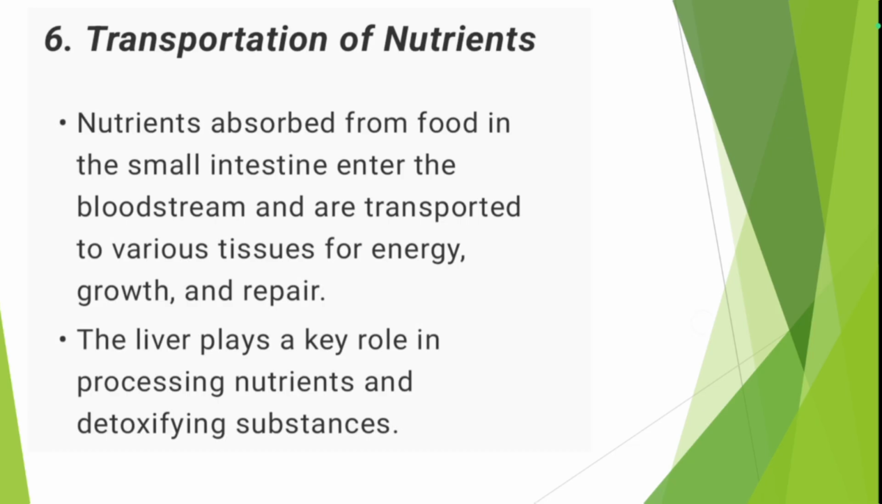Okay, now the transportation of nutrients. Nutrients absorbed from the food in the small intestine enter the bloodstream and are transported to various tissues for energy, growth, and repair. Okay, we studied about the process of nutrition. All the useful nutrients, when the digestion is completed in the small intestine, are entered into the bloodstream. Okay, then the liver plays a key role in processing nutrients and detoxifying substances. Okay, so the liver is the main organ.